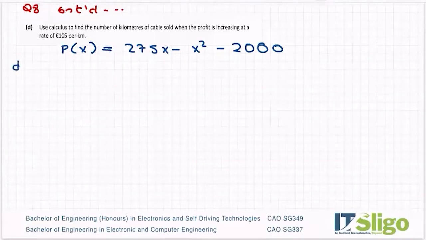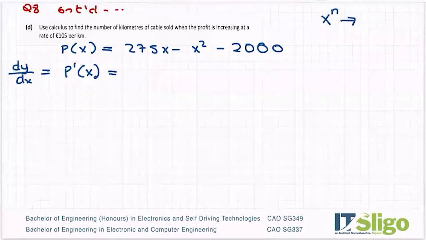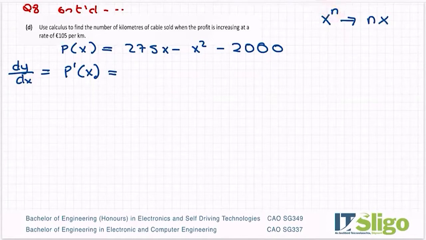So we can write it as dy/dx equals, or we can write it as p dash of x equals. So remember what our rule was. When we have x to the power of n, we take the n down in front so that you get n times x, and we reduce the power by 1. So take 1 off the power. That's the rule we use all the time.